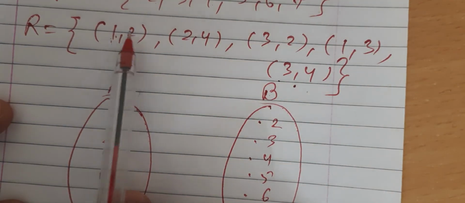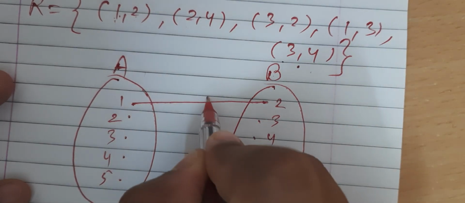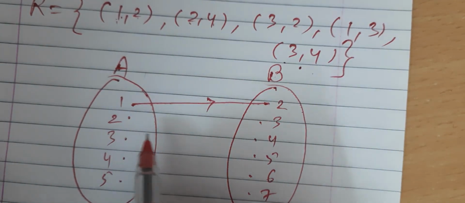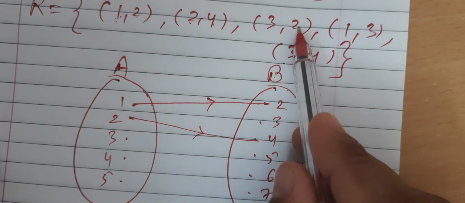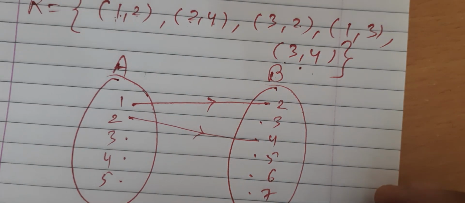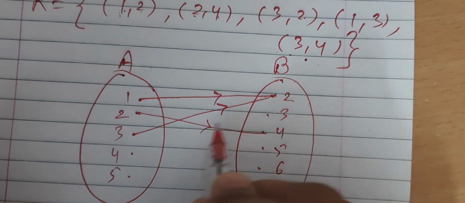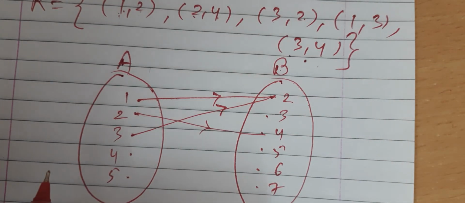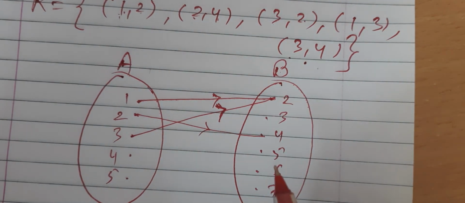Now 1 is related to 2, so we join 1 and 2 with an arrow. That is why it is called an arrow diagram. 2 is related to 4, so we join 2 and 4 with an arrow. 3 is related to 2, so we put an arrow in this direction only, because it goes from A to B, not from B to A.